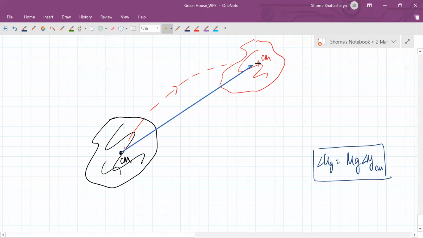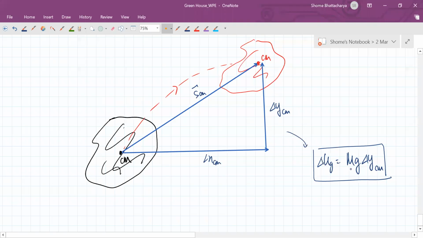This will be the displacement of the center of mass. So this will be the horizontal component of the displacement, and this will be the vertical component of the displacement. This will be my delta Y of the center of mass. This will be my delta X of the center of mass. This will be my displacement of the center of mass.